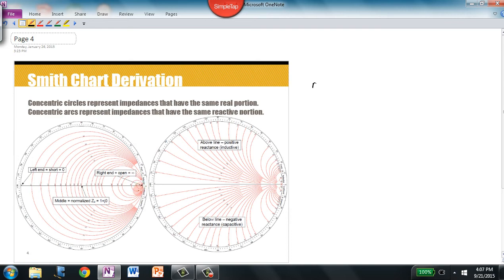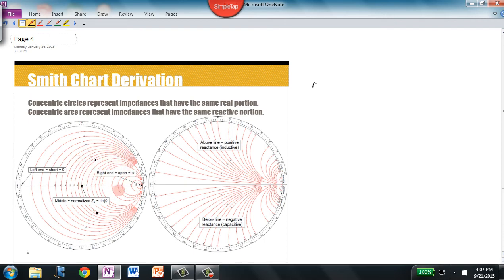So what you really need to take away from this is that any 2 points that are on the same circle have the same real component of the impedance. So if I were to take this circle, well, let's go with 1. If I were to plot any point on that circle, those all have a normalized resistance of 1. And that's what these concentric circles tell you.